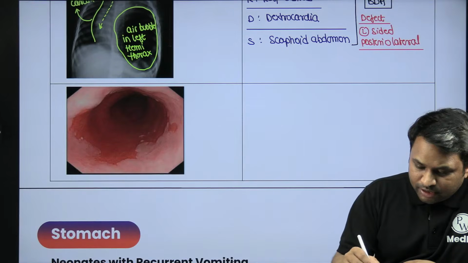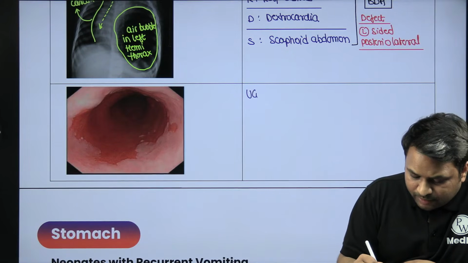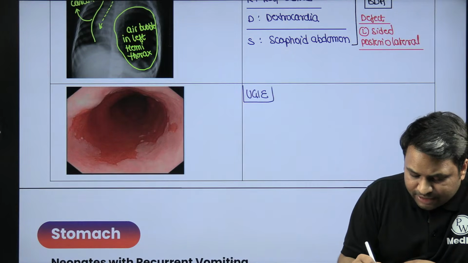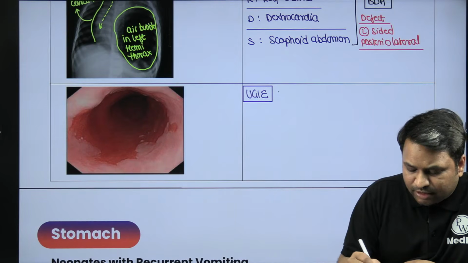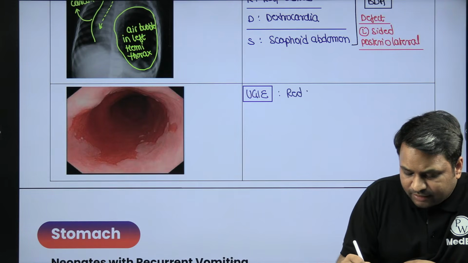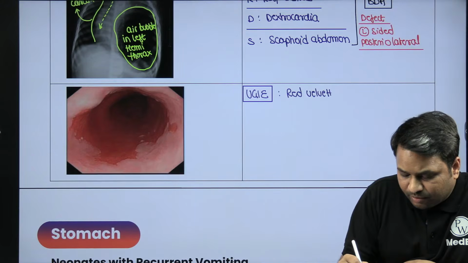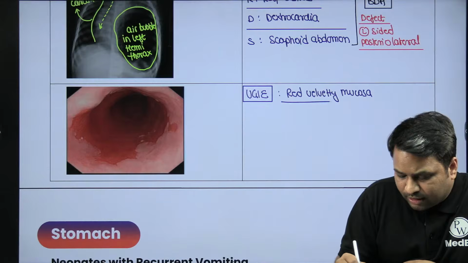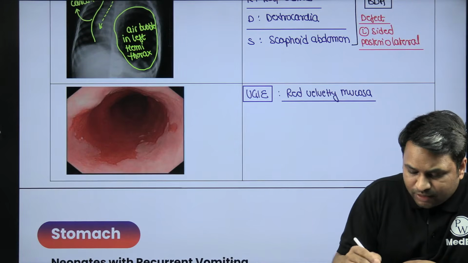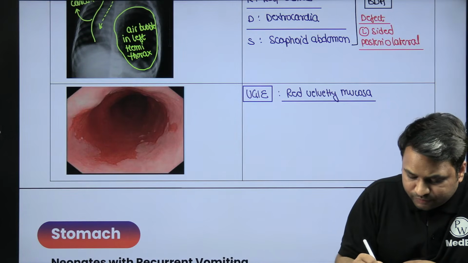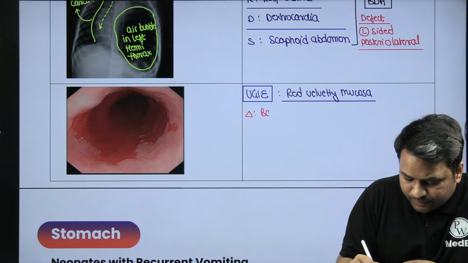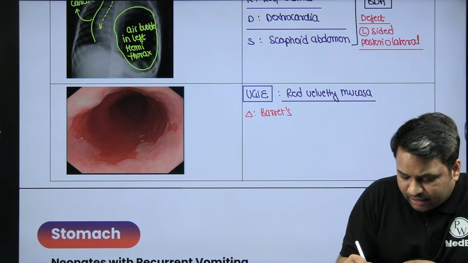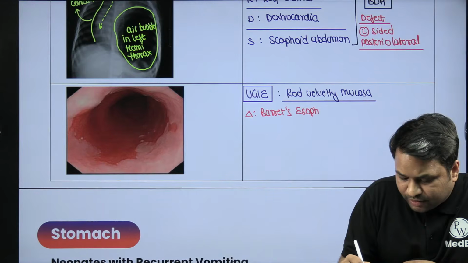This is the upper GI endoscopy. In an upper GI endoscopy, you can see this is the image that is present. The image is of salmon colored, or also called the red velvety mucosa. Now, when you talk about red velvety mucosa on an upper GI endoscopy, then the diagnosis goes in favor of Barrett's esophagus.